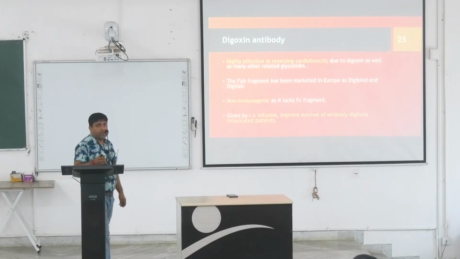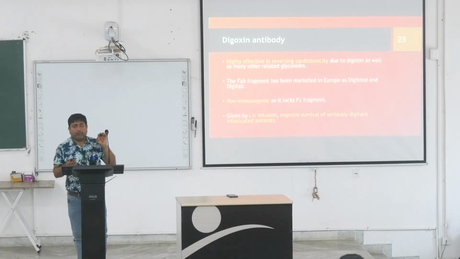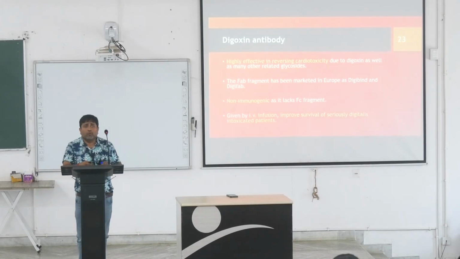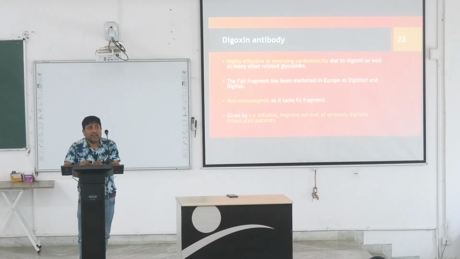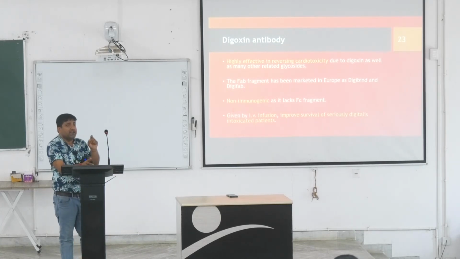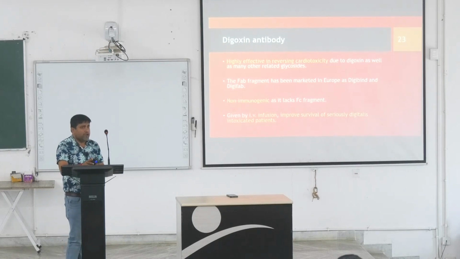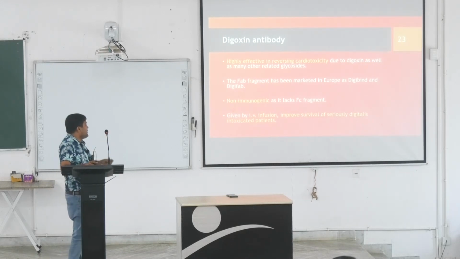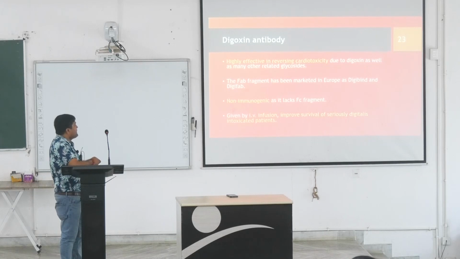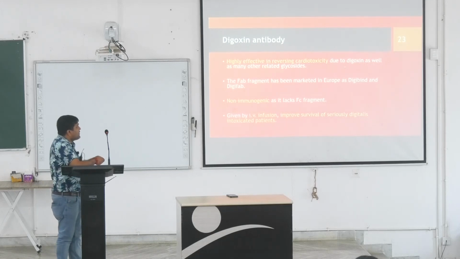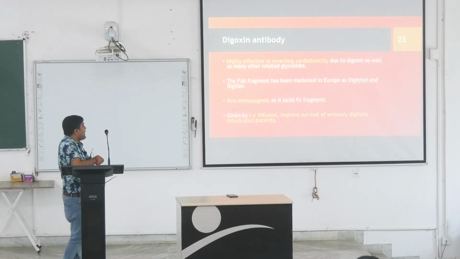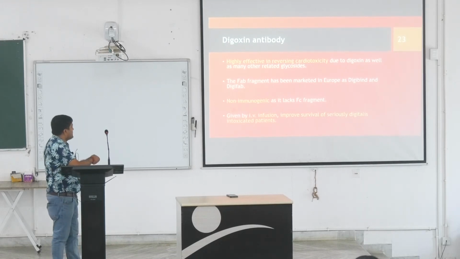digoxin antibody. Digoxin antibody was basically prepared initially to measure the digoxin level in the blood by radioimmunoassay, but it has been found to be useful even in the digitalis toxicity patient. These are basically the Fab fragments of the antibody. Because of absence of the Fc portion, it is non-immunogenic. It is marketed as Digibind and DigiFab. Toxin as well as many other related glycosides given by intravenous infusion.